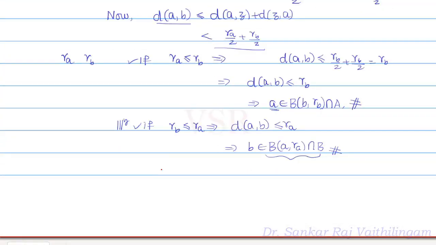Hence U intersection V is equal to empty. So this implies that U and V are two non-empty disjoint open sets which contain A and B respectively. So this implies that capital X is normal. X is normal. Okay.